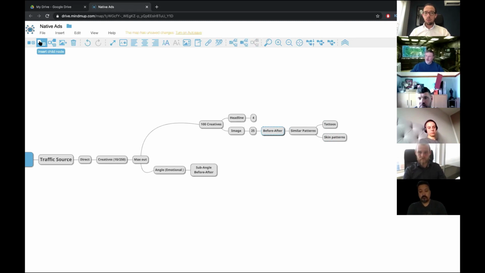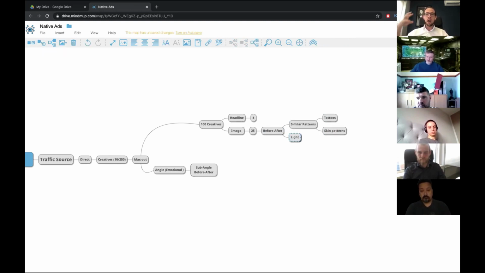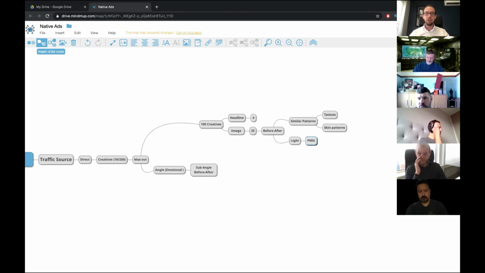When we go into the before and after, light is very important. How the light is set based on the picture determines the quality. What you'll see is programs like, for example, P90X, which is a very famous fitness program. They have competitions on a monthly basis where people hold a newspaper, they get their picture taken with the date, and the next date they have significant weight loss.